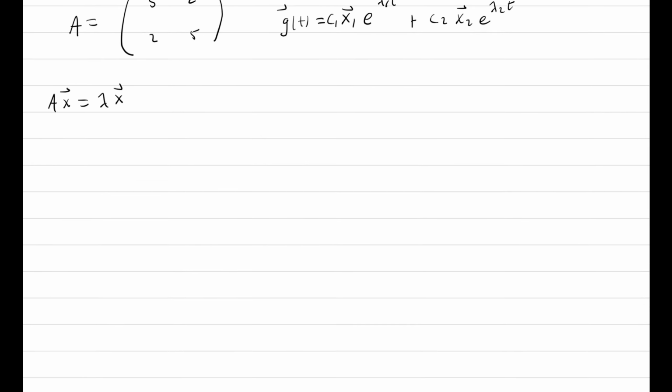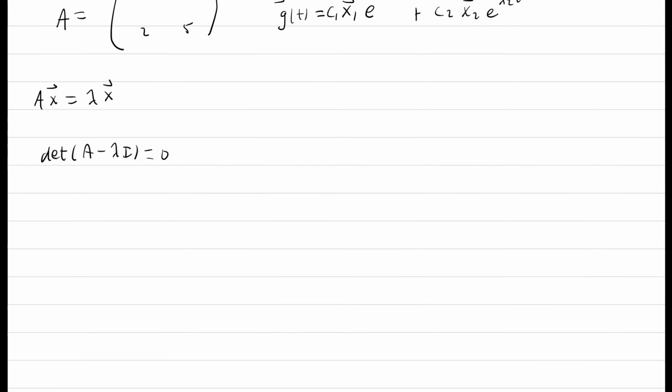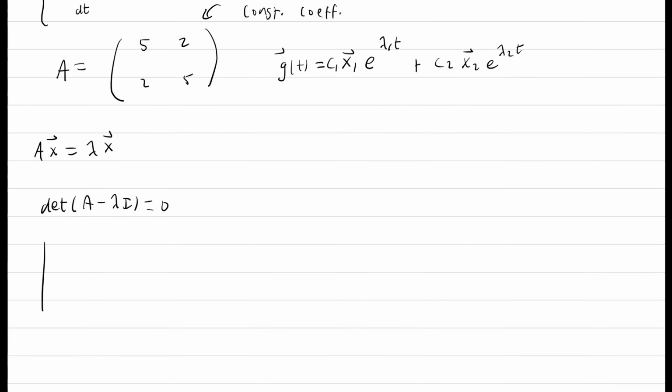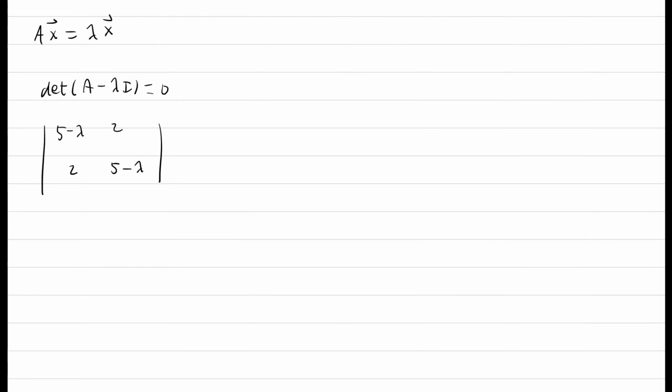And so from that, we get that the determinant of A minus lambda I must equal 0. So to do this, we're just going to subtract lambda across the main diagonal of our coefficient matrix. So we're going to have 5 minus lambda, 2, 2, and 5 minus lambda, just subtracting lambda across this main diagonal because this is multiplied by the identity matrix I. And so that's equal to 0.